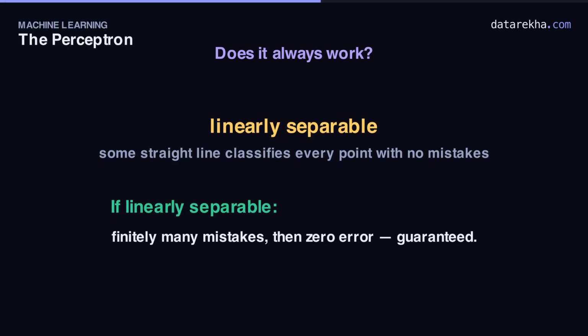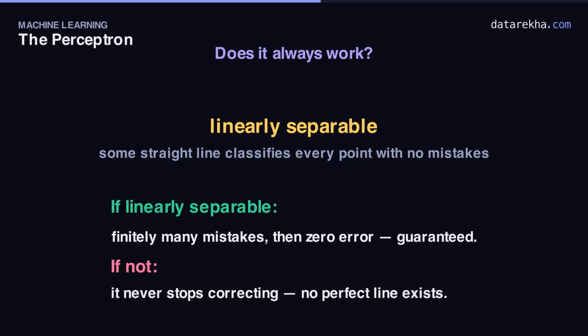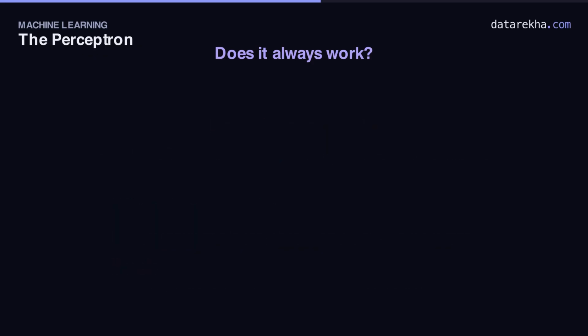It will always find a separator if one exists. But if the data are not separable, if no straight line can ever split them, the algorithm never settles. It keeps finding a misclassified point, keeps nudging, forever chasing a boundary that simply isn't there.